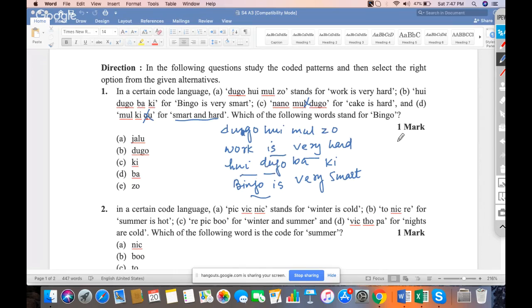So for bingo, either muljo and look at here. So for bingo, either ba and ki would be for bingo. So when I take it here, 'is very' is gone. 'Is very' would be dugo or hui. So when I take it here, for smart, what comes here is ki. So ki cannot be for bingo. So only ba can be there for bingo. So option D is the answer.